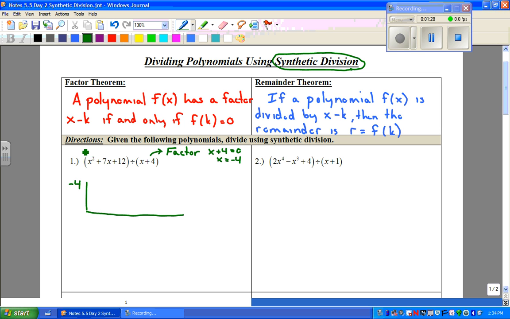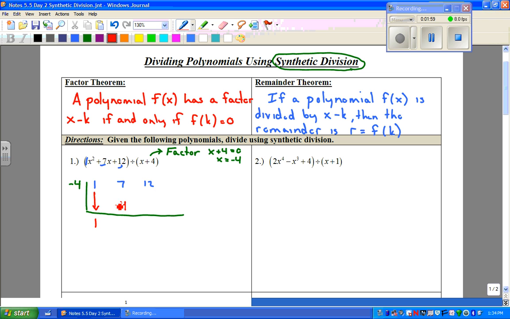To divide it into this quadratic, you're going to look at the leading coefficients. So you're going to look at this 1, this 7, and this 12, and you're going to put those in. So you've got 1, 7, and 12. Now you take this first coefficient of 1 and you bring that down. You then multiply negative 4 and 1, and when you do that, you end up with a negative 4 here.